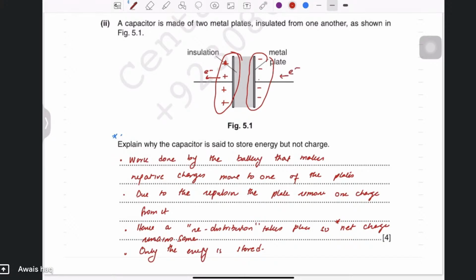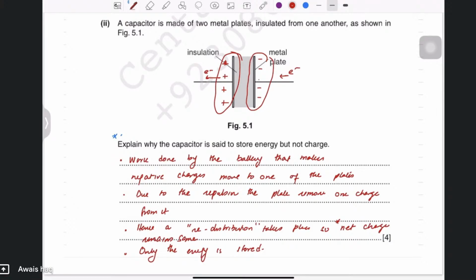So as a new charge enters, one leaves. So if you count the number of charges, the net charge remains the same, which means that the redistribution is taking place and it has nothing to do with storing the charge. It is not storing the charge. Understood?